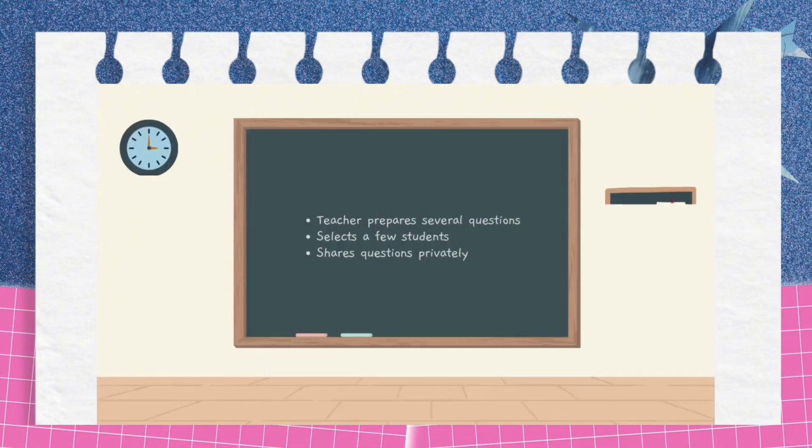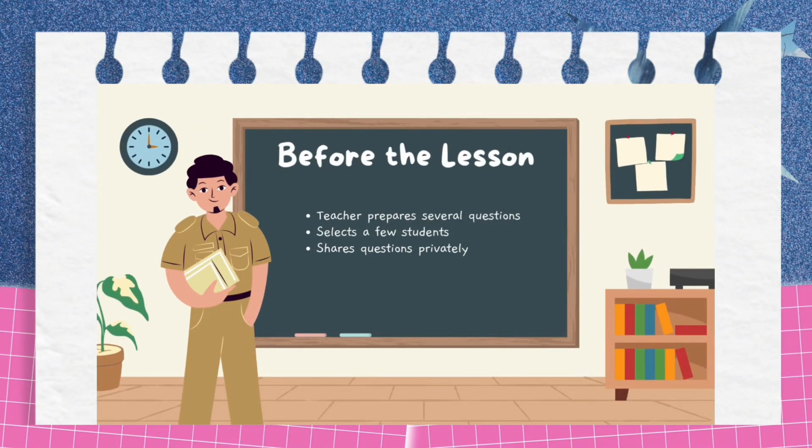Before the lesson starts, the teacher prepares several questions related to the topic. Then, the teacher selects a few students and informs them about the questions beforehand. This is done privately so other students do not know. The goal is to make interaction appear natural during the lesson.